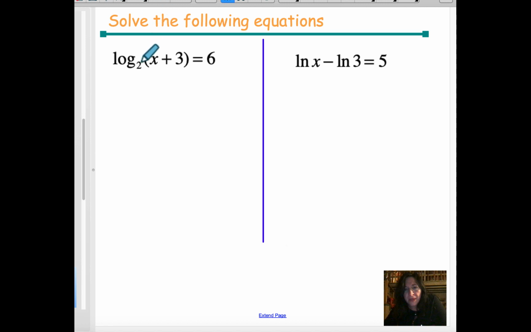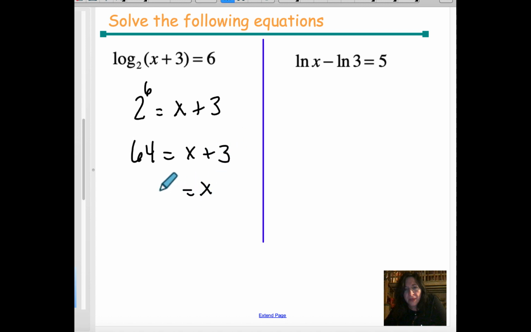Solving these little equations, we're going to go base to cross equal sign, so 2 to the 6th power is equal to x plus 3. 2 to the 6 is 64, equals x plus 3, so x is equal to 61.